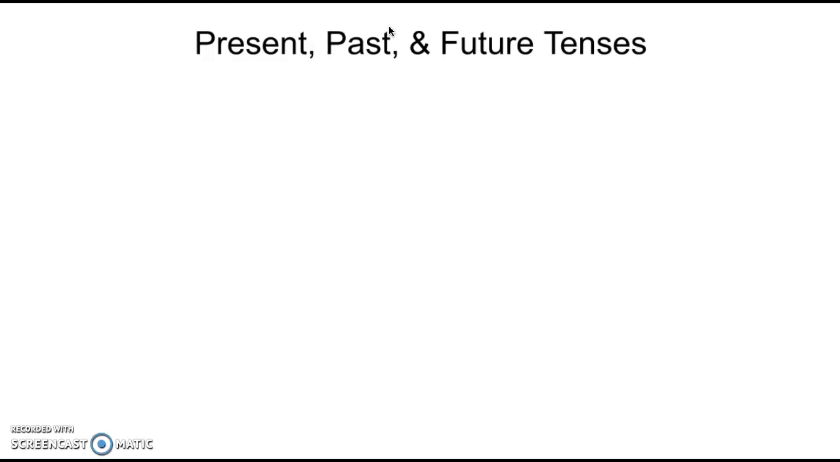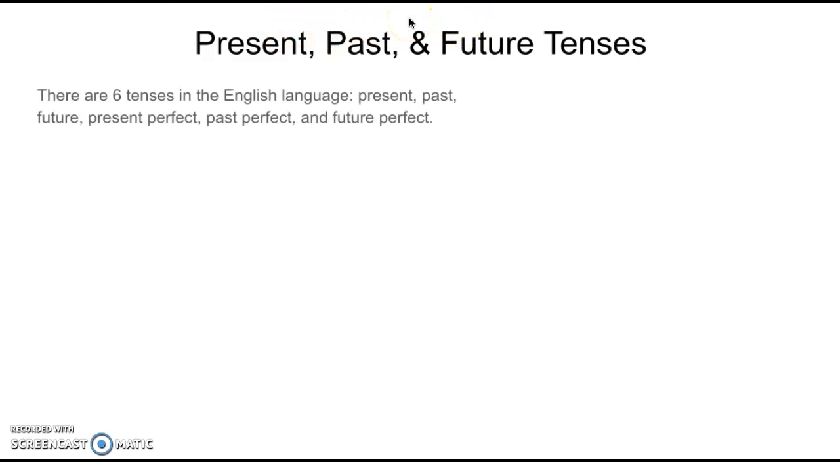Today's topic: present, past, and future tenses of verbs. There are actually 6 tenses of verbs in the English language, but we're just going to be focusing on the first 3 for today's video, and then another video will do the perfect tenses.